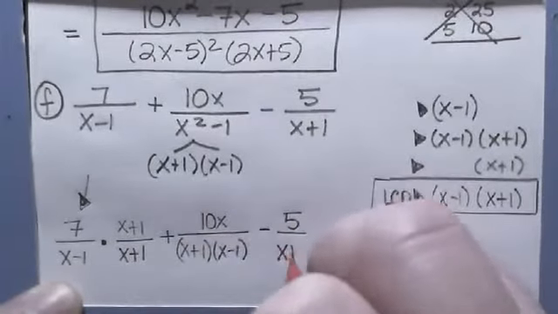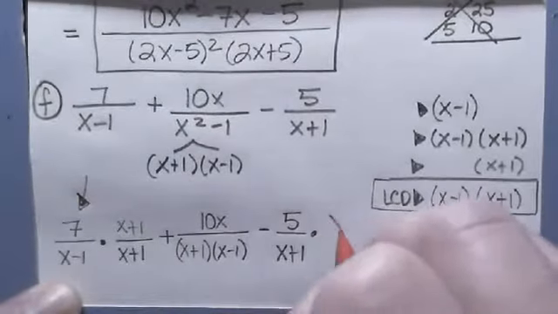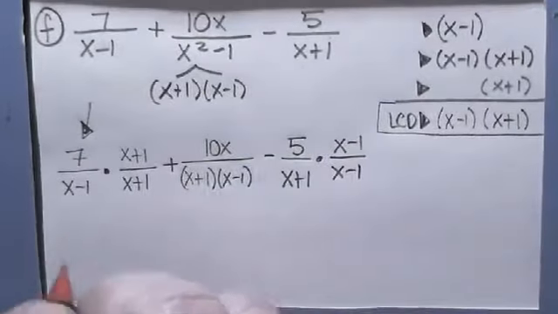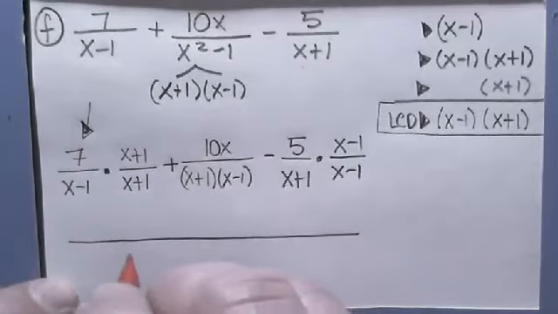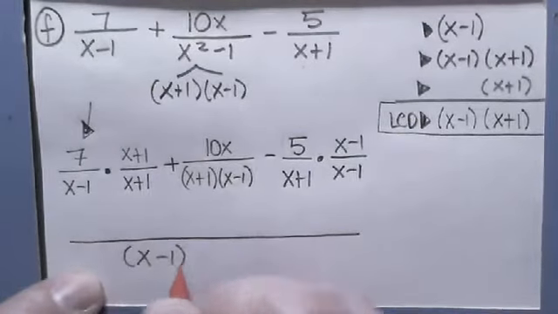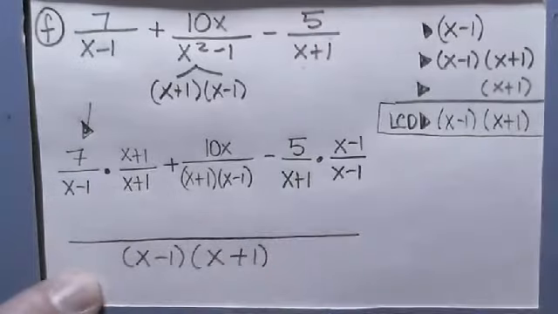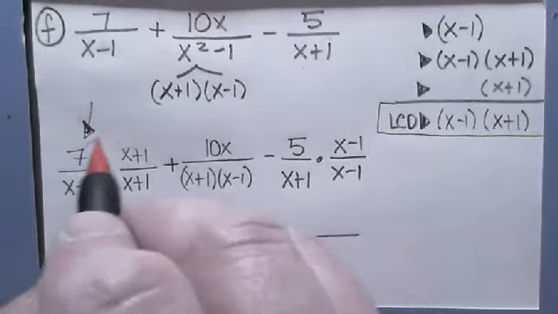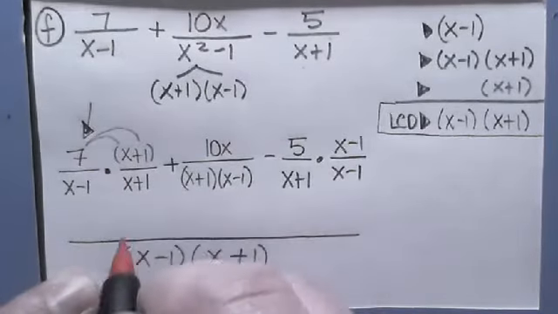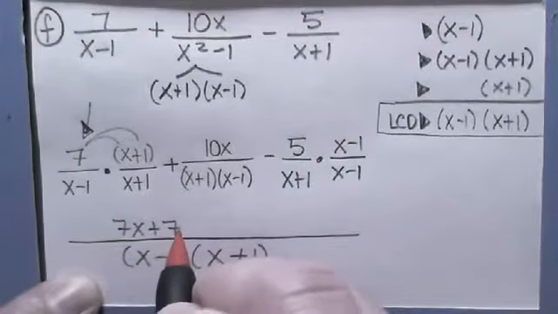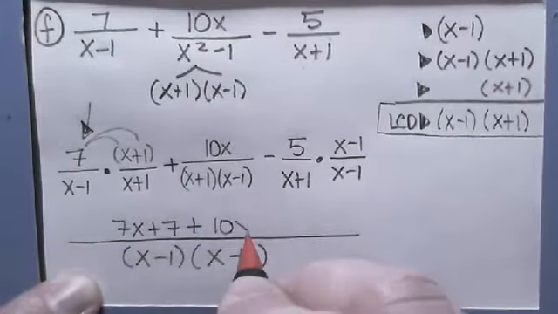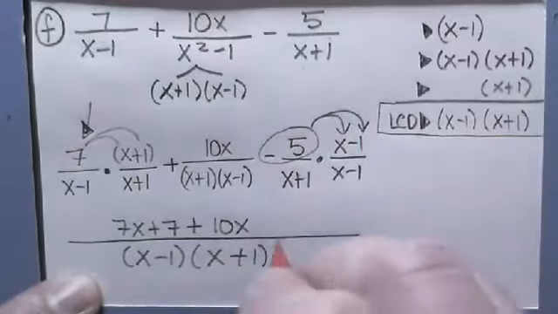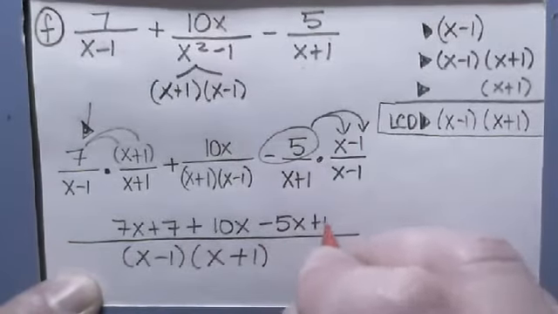5 over x plus 1. What am I missing? I'm missing x minus 1. Alright, very well. Now that I have them, what I've accomplished is I have the same denominator, which is x minus 1, x plus 1. Now with that, that means I can do the operations on top, starting with multiplication. So 7, let's use distributive property. So this becomes 7x plus 7. I'm not doing anything with the middle here, so I'm just going to bring it down. And this has a negative 5, so please make sure you multiply by each one. So this would be negative 5x plus 5.